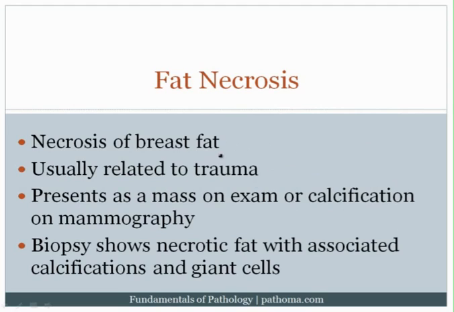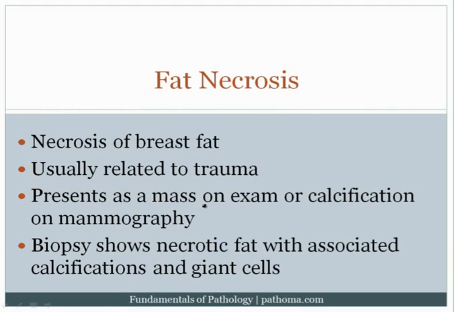This is where you get necrosis of the breast fat. Now, remember from chapter 1 of our text that when you get fat necrosis, there's two ways. You can have enzymatic digestion of the fat, for example, as occurs with the peripancreatic fat in pancreatitis, or you can have trauma-related disruption of the fat. And so in fat necrosis of the breast, it's usually related to trauma. Now, why is this important? Because it can present in two ways.